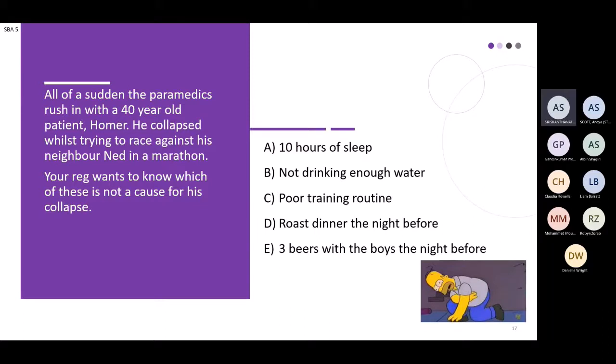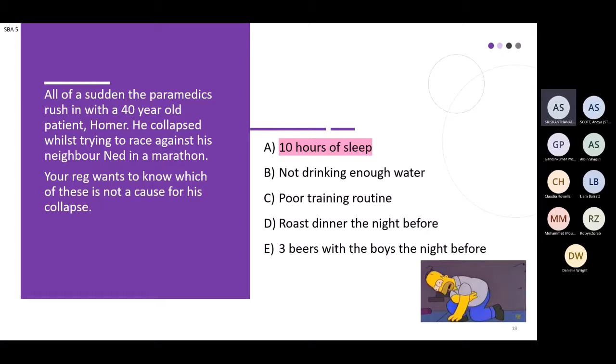Give it about 5 more seconds. I think everyone's mostly answered here. Okay, closing the polls. So everyone's put down A, which is the correct answer, so well done.